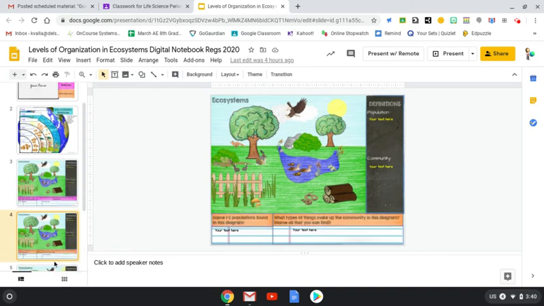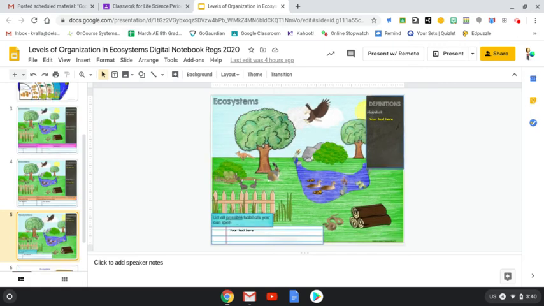Continuing, you're going to give me a definition of a population and a community, and then give me 1 to 2 examples of populations found in this diagram, and then what types of things make up the community in this diagram. Okay, and you're going to just list all of them respectively in these 2 boxes here.